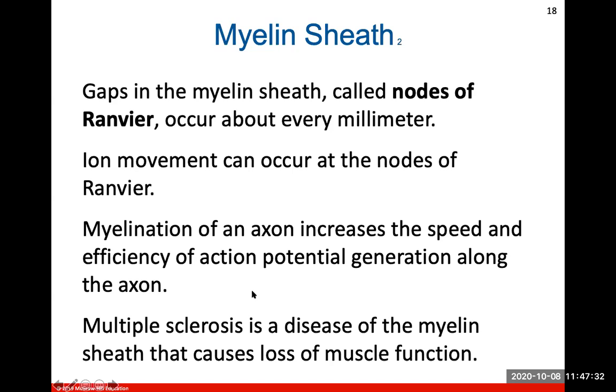All right, myelination of an axon increases the speed and efficiency of the action potential generation along the axon. And multiple sclerosis is a disease of the myelin sheath that causes loss of muscle function.